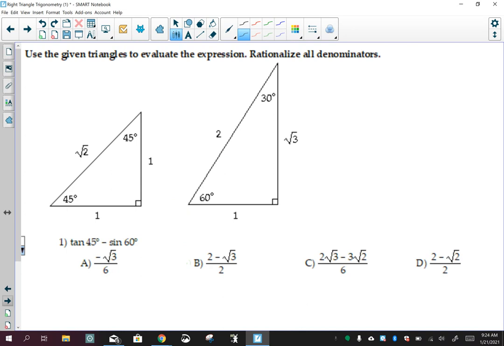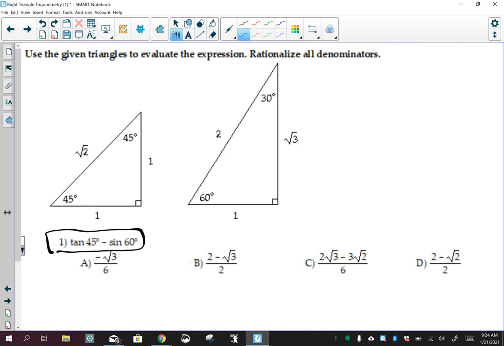So, given the triangles here, we want to evaluate the expression here. Part of your work is going to be, they're going to give you these two triangles and then they're going to tell you something to actually be able to do. In this case, they want to know what is tangent of 45 minus sine of 60.